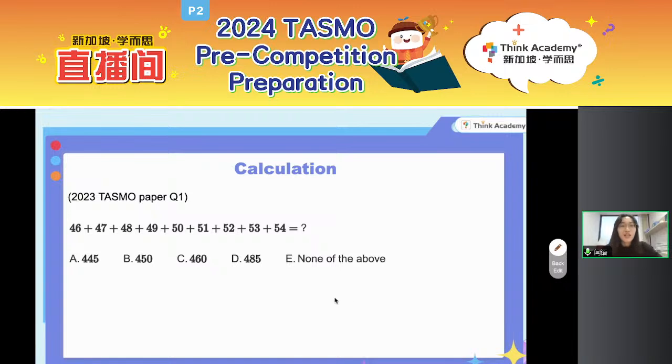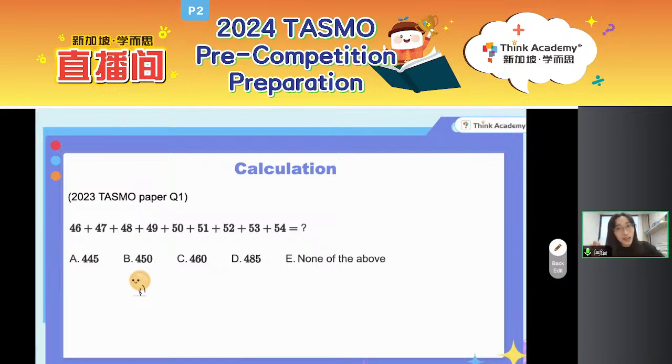Okay, so here, firstly, I will tell you, look, it should be B. It is a 450. But do you know how come I only give you 10 seconds? I see that some of you just use the vertical form, right? Okay, so here 46 plus 47.